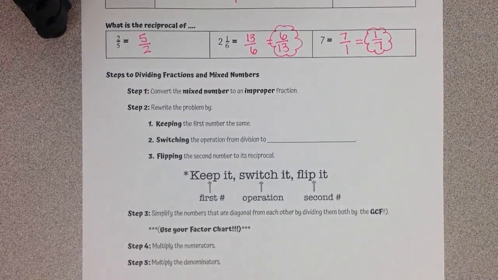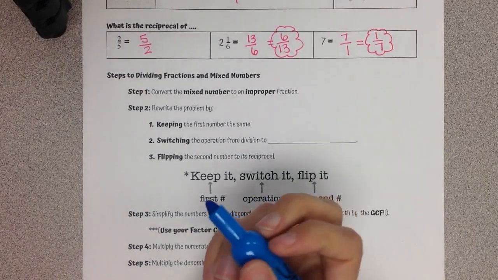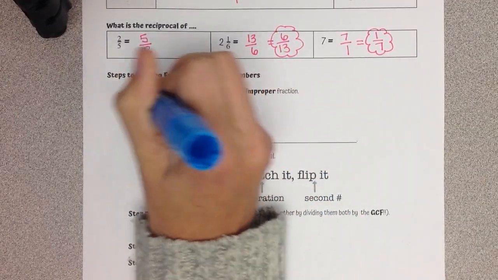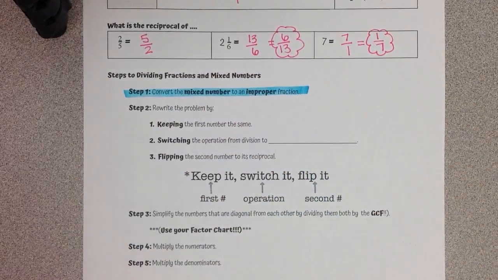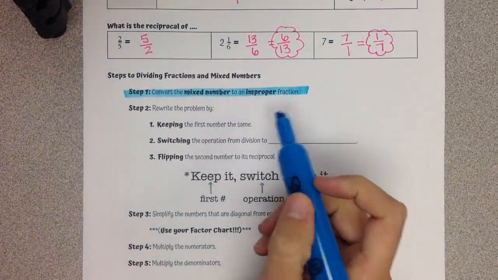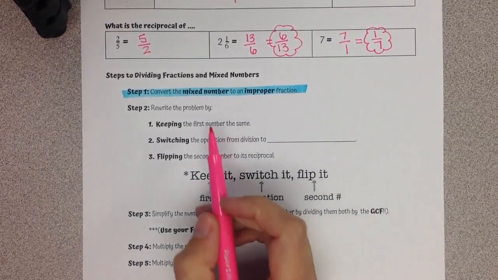So let's look at the steps. The first step that we have to do when we're dividing, just like multiplying, is convert mixed numbers to an improper fraction. You have to do that first. And then the part that is different is step 2. We have to rewrite the problem.